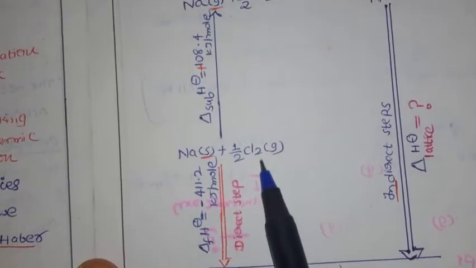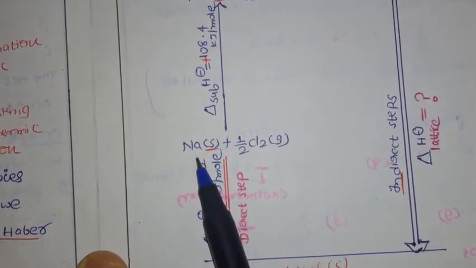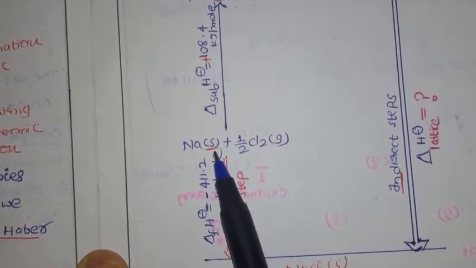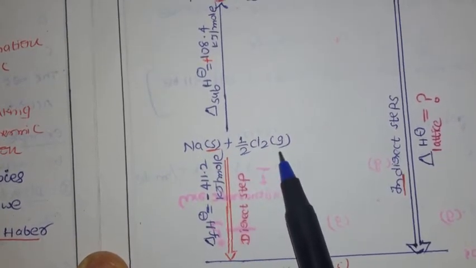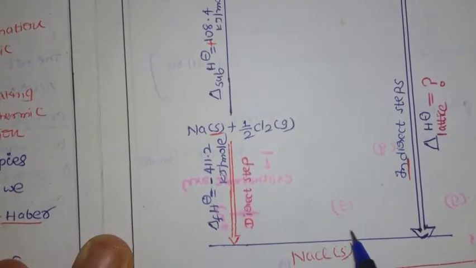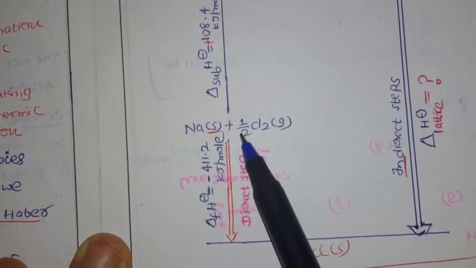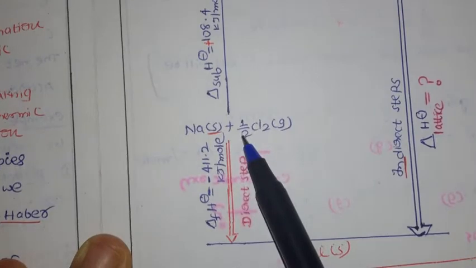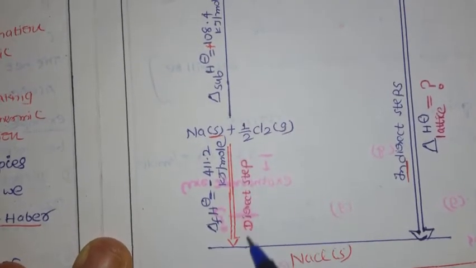Okay. I am going to focus. I am going to start from here. So here sodium in the solid state plus half moles of Cl2 gas gives rise to NaCl. Here I am getting the NaCl in the solid state. It is a direct step. In one step, the direct step, I got the NaCl.